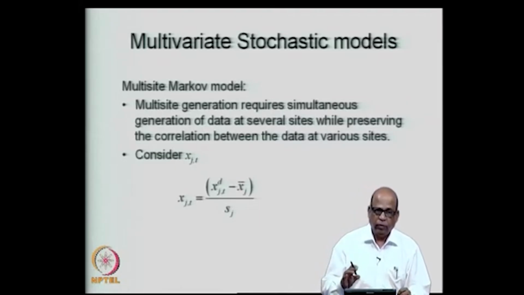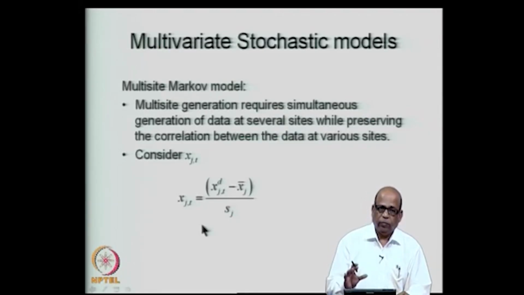When we are doing this, we do not go with the identification of key site and so on. We are interested in generating the data simultaneously at all the locations. So, there is no site that distinguishes itself from other sites. All sites are equal in importance, and we are considering the cross correlations among these data at various sites.